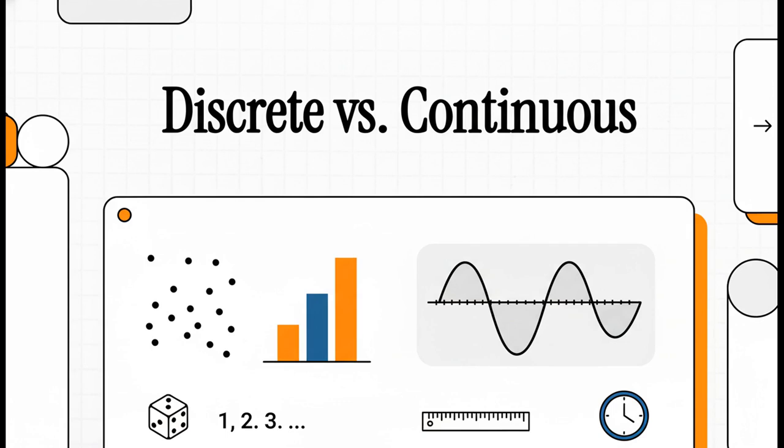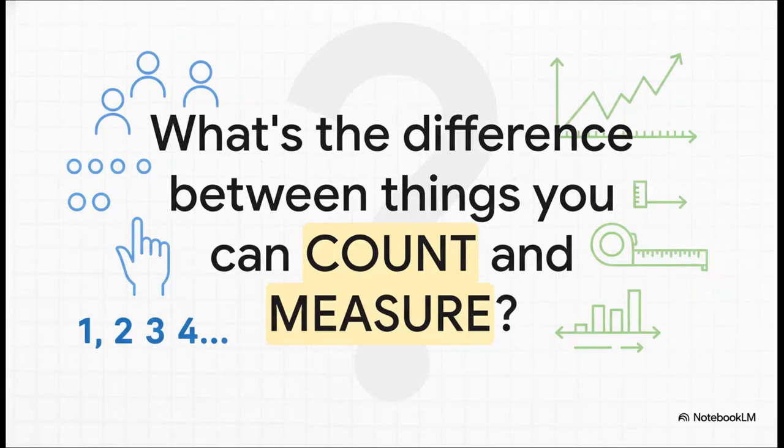Today, we're going to break down something that's super fundamental in stats: the difference between discrete and continuous probability distributions. Now, I know that sounds like a mouthful, but trust me, it all boils down to one really simple question. So just think about this for a second. What's the real difference between things you can count and things you can measure? Like counting the number of people in a room versus measuring their exact height. That one little question gets right to the absolute heart of what we're going to cover.